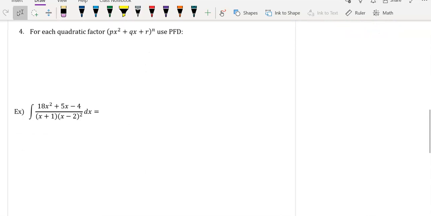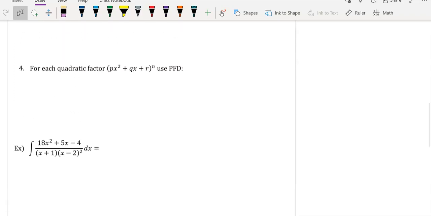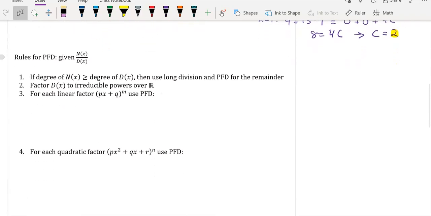If the degree on top is bigger than on bottom, you want to divide first. And I believe we have an example of that later. So we'll get to an example where we have to divide first. And if that's not the case, then we want to factor the denominator into irreducible powers, using just real numbers. So if I had x squared plus 1, I would not factor that as x plus i times x minus i.